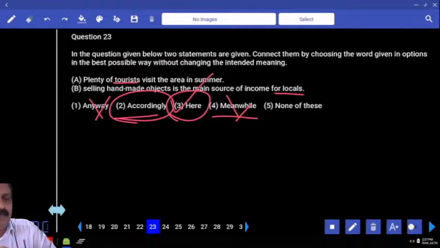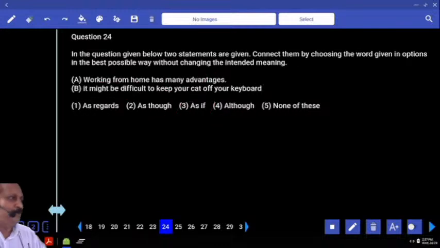But accordingly, selling handmade objects is the main source of income for locals. They are not related. Something is missing in between. Then you cannot consider. Have you got it? No, still no, I can't help it. Let us go to the next one.